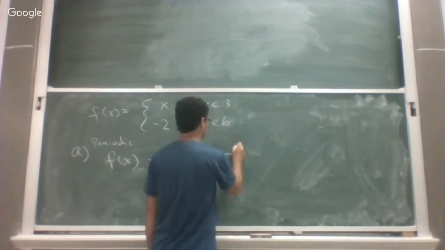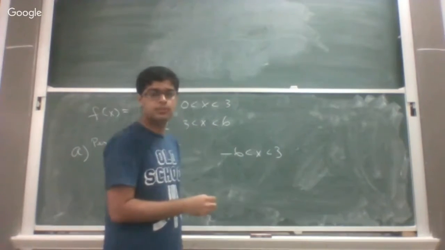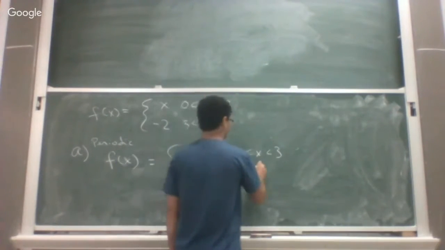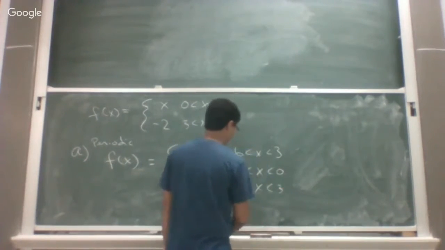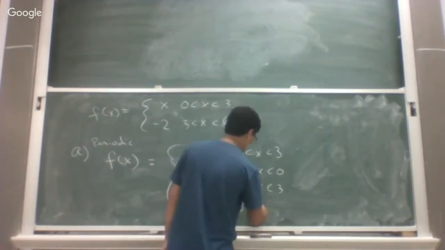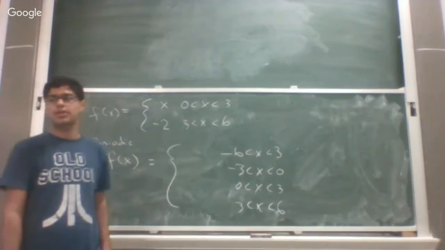So it's from -6 to -3, -3 to 0, 0 to 3, and then 3 to 6. So you have to find the equations governing each interval, right?